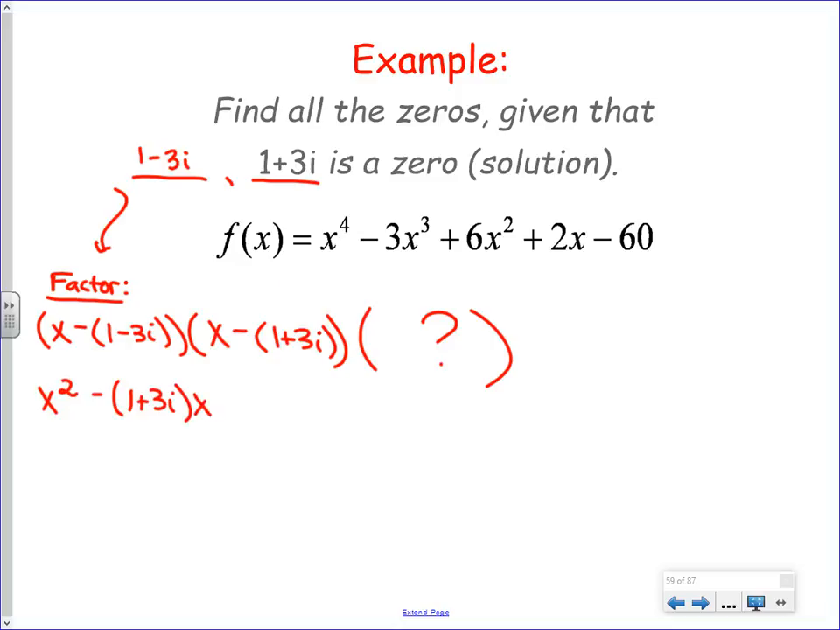Him times x with a negative in front. It's not pretty, but it's possible. We can do some distributing. We can do some simplifying. But we also will have the 1 minus 3i times 1 plus 3i.